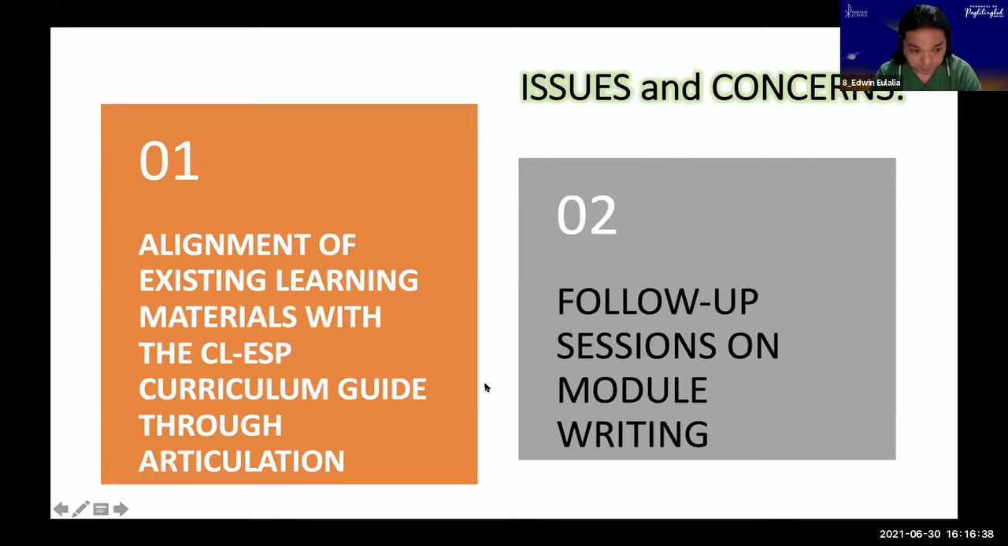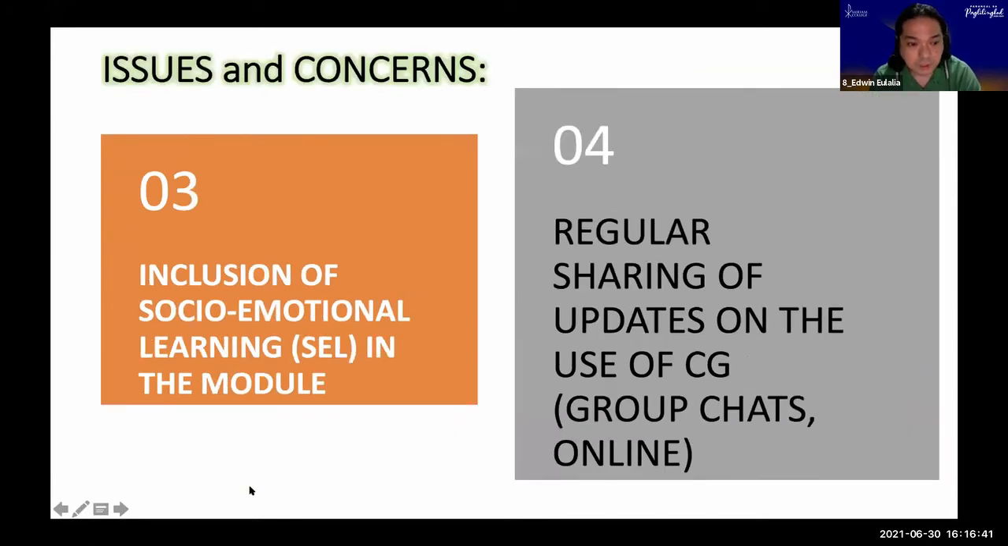Then the next concern, number 3, inclusion of socio-emotional learning or SEL in the modules. The group mentioned that especially nowadays, there are a lot of concerns or issues that should be addressed, concerning not only the social issues but also the emotional state of the people. So, inclusion of social emotional learning in the modules. Number 4, regular sharing of updates on the use of CG group chats online. This was also addressed by Father Nolan already earlier. He said that we're going to have an FB page wherein we can share or exchange our modules with each other. Thank you, Father Nolan, for that.